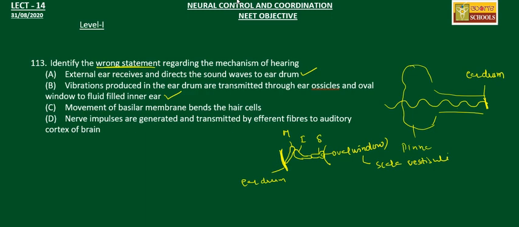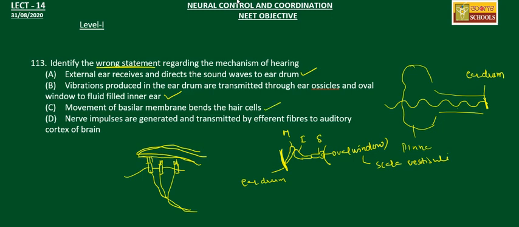Then movement of basilar membrane bends the hair cells. Yes, there is a tectorial membrane on it, and we have here our hair cells, and whenever there is a movement in the basilar membrane, the hair cells will come in contact with this tectorial membrane, and the movement of these hair cells will result in generation of impulse that transmits through the nerves. So movement of basilar membrane bends the hair cells. This is also a right statement.